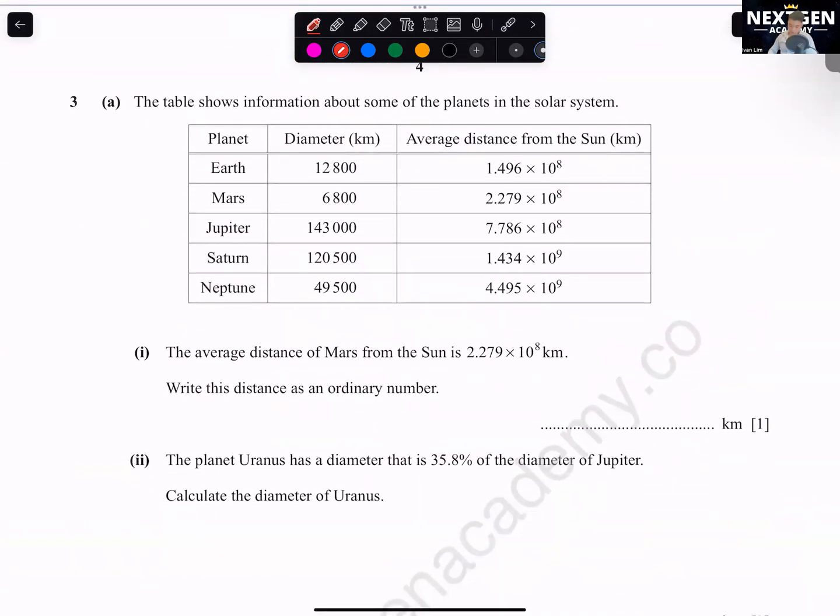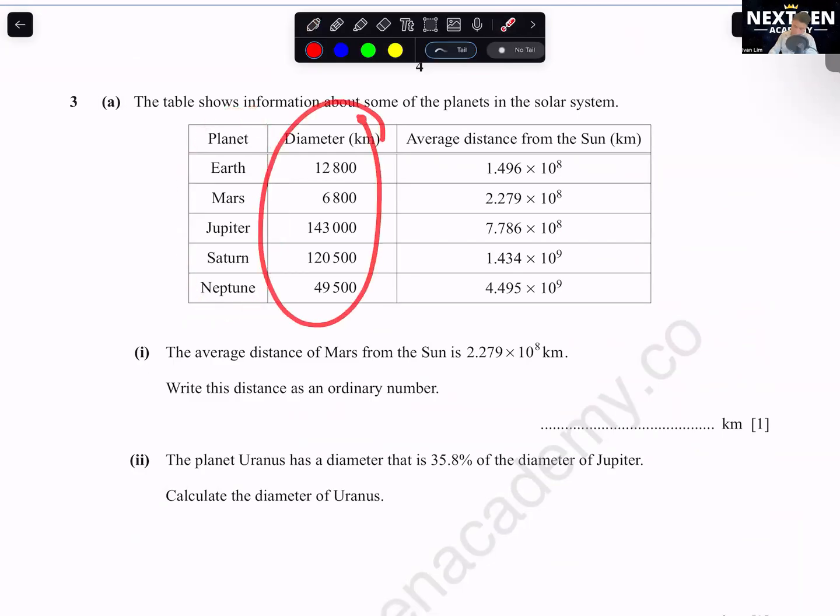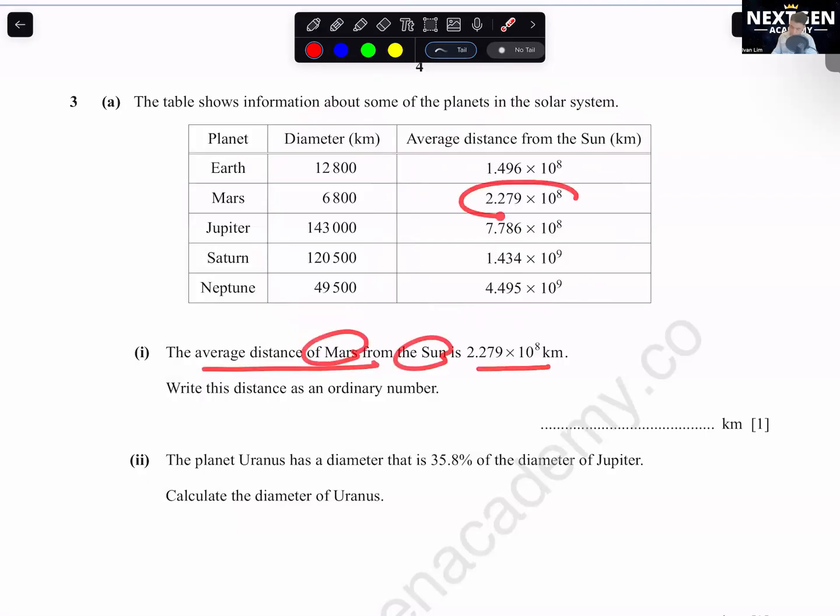Question 3A. I think the units might look confusing when you read the sentences in the question. Let's look at it. The table shows info about some planets in the solar system. They gave us diameter and average distance from the sun. The average distance of Mars from the sun is 2.279 times 10 to the power 8. This is called standard form. They say, write this distance as an ordinary number.